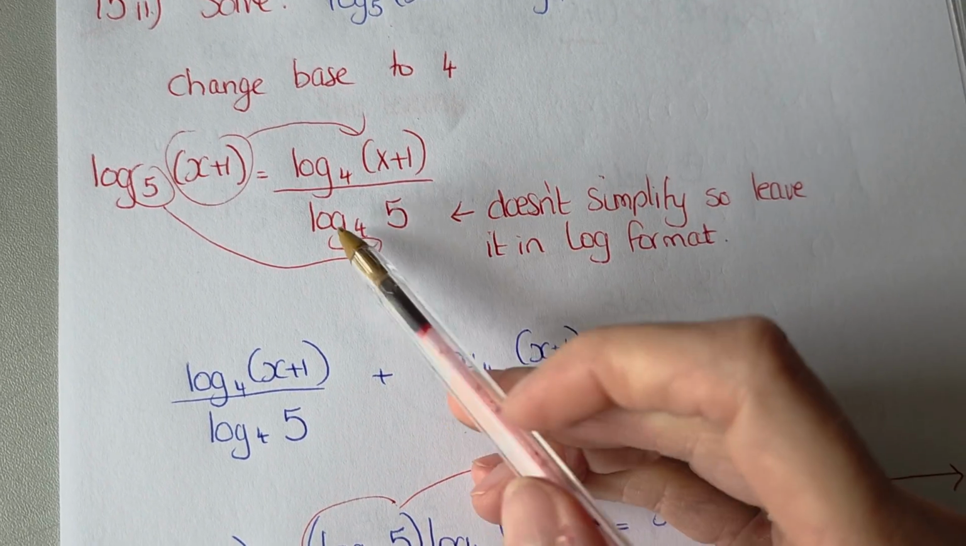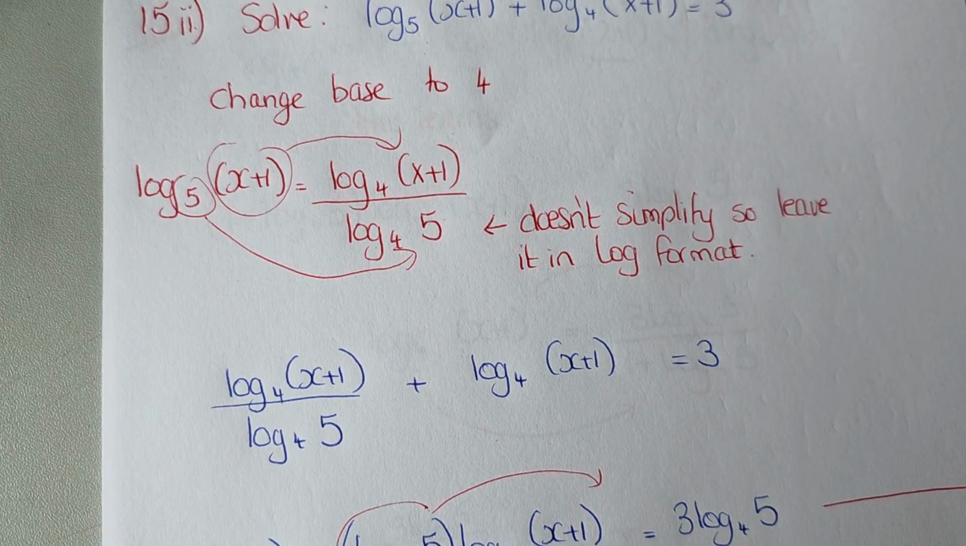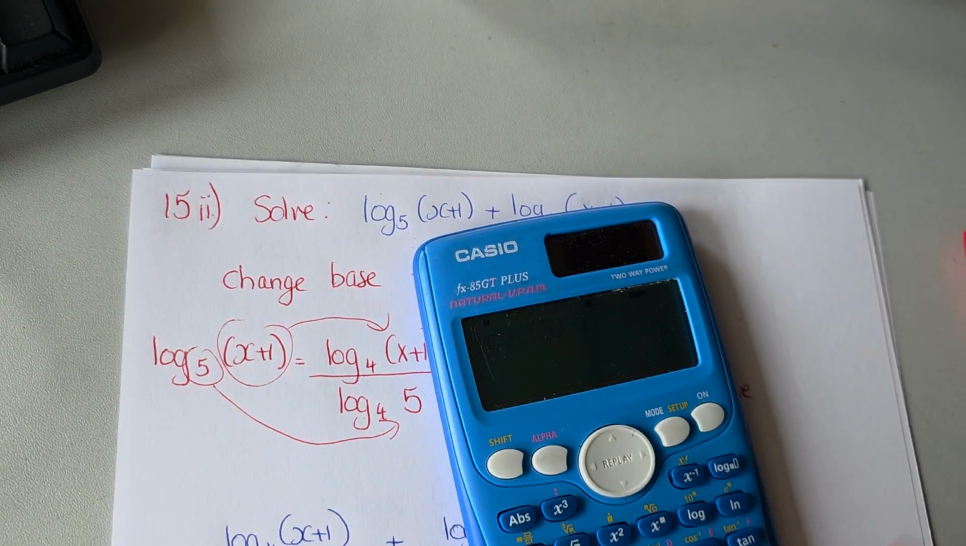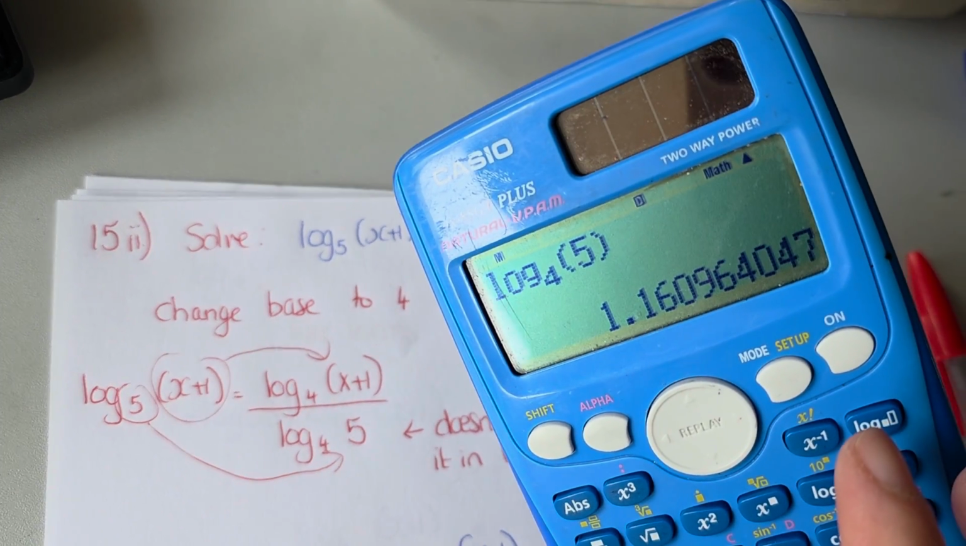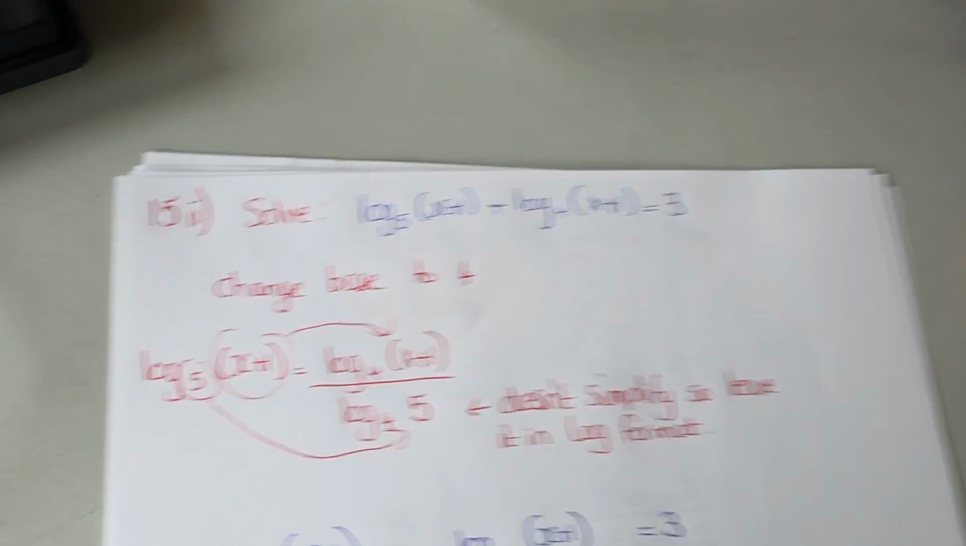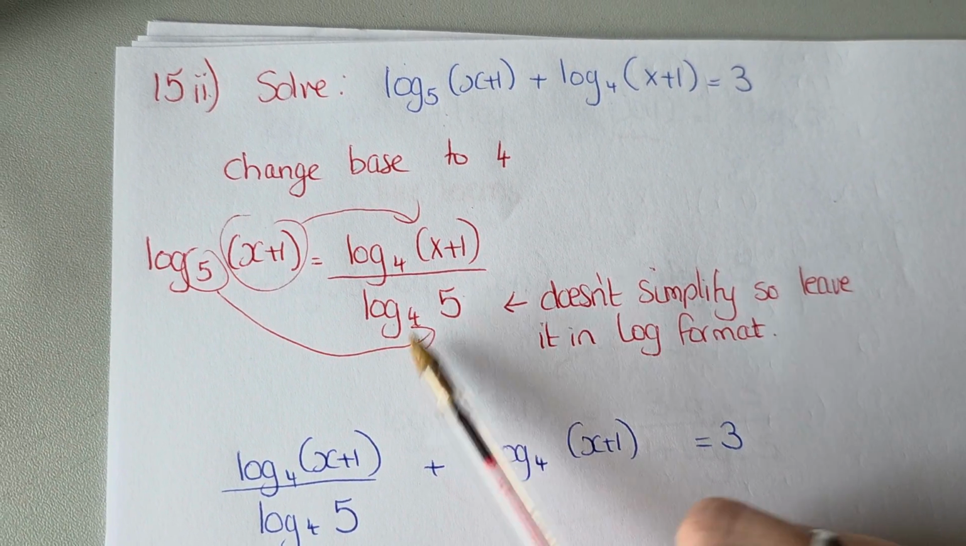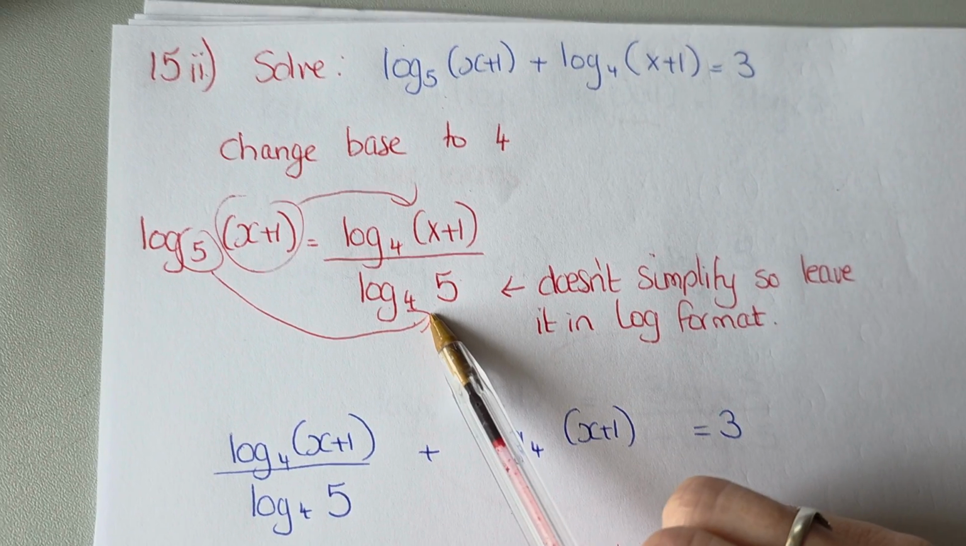All right, now log 5 base 4, if you put that into your calculator, you do not get back a nice whole number. You get back a horrible looking decimal. In which case then, I actually wouldn't bother writing it as the decimal. Leave it in log format. It's easier because it doesn't simplify. So just leave it like that, okay?